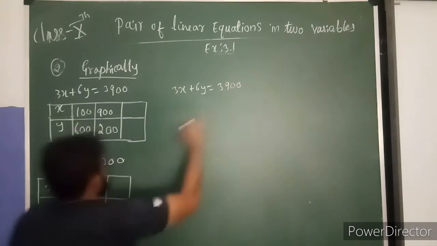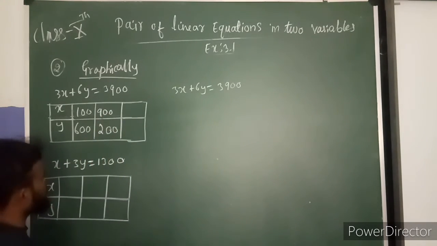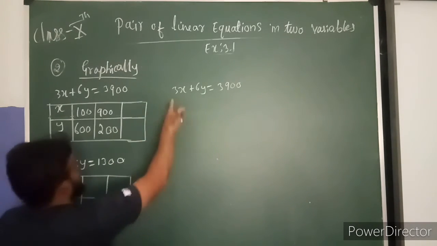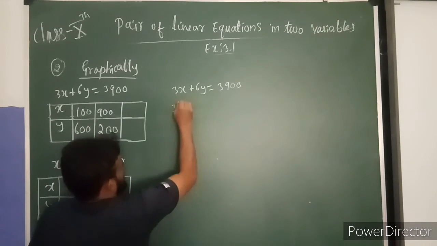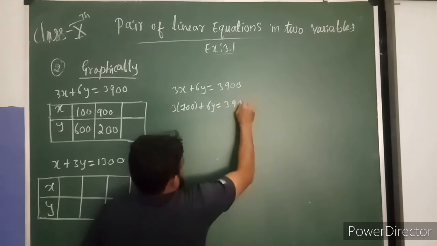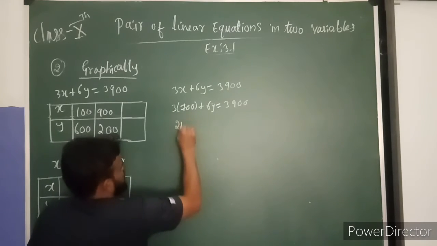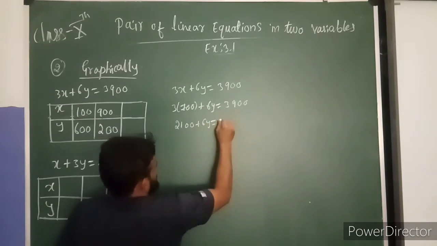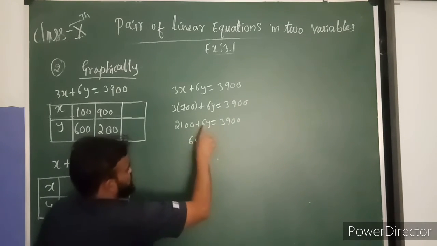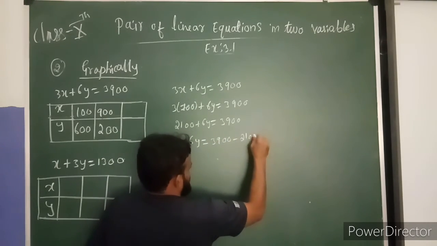So 3x plus 6y. The second one is over. We got 900 for 200. Now what we have to take is the x value. Now we have to take the value of 700. 3 into 700 plus 6y is equal to 300, right? 3 sevens are 21, plus 6y is equal to 300. After that, 6y is equal to 300, and we have to subtract the 2,100, transposing it to this side.